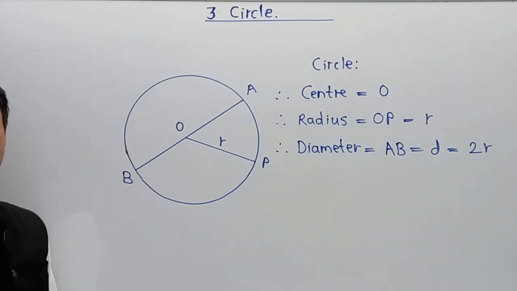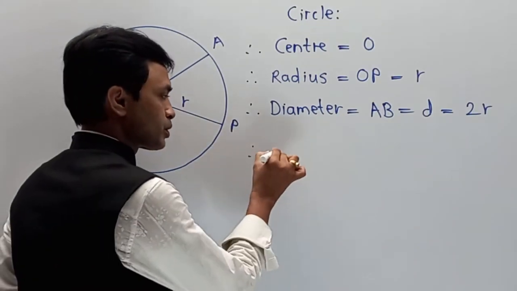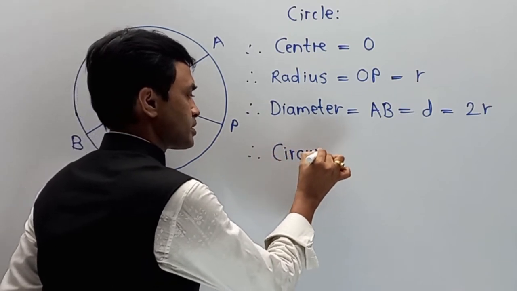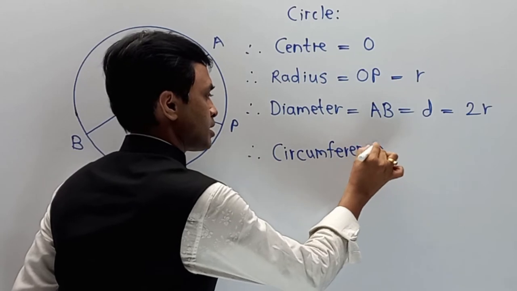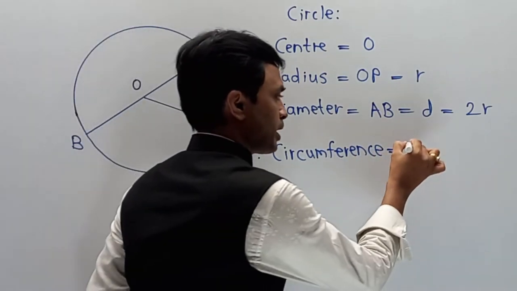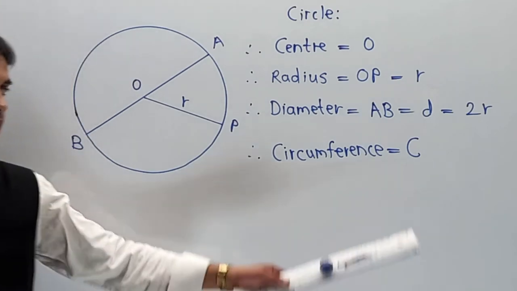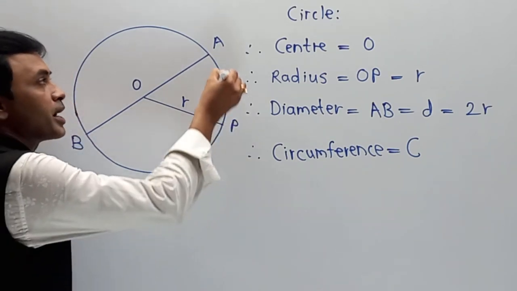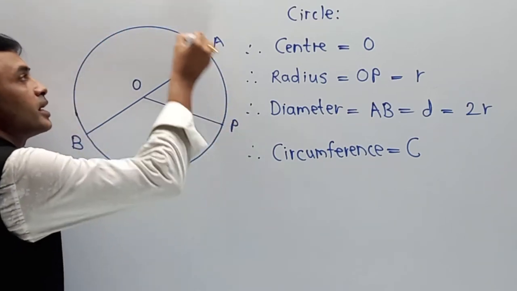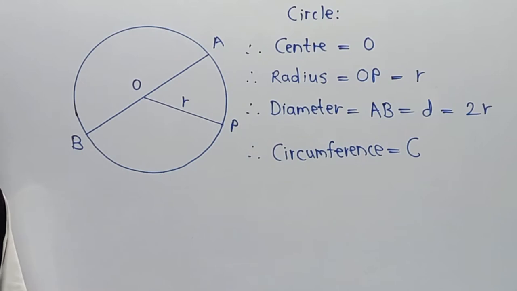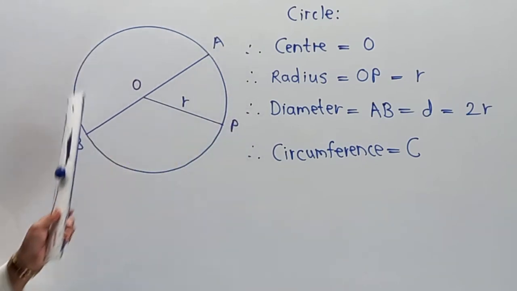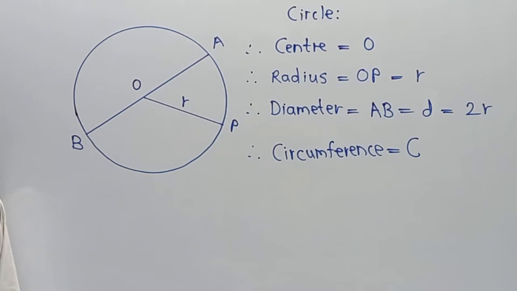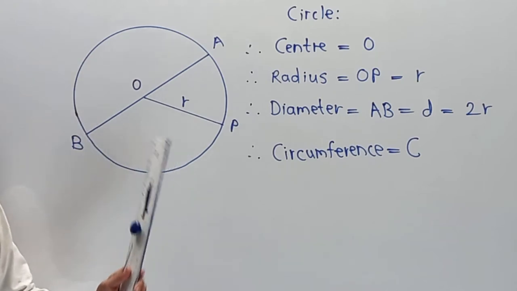Now the next concept is called circumference. Circumference is generally indicated by capital C. This is fixed. What does circumference mean? If I start from point P, which is a point on the circumference of the circle, and this entire curve distance is converted into a straight line, then what is the length of this curve distance? According to the formula, it is given as 2 pi r. Remember, the circumference of a circle is always 2 pi r.